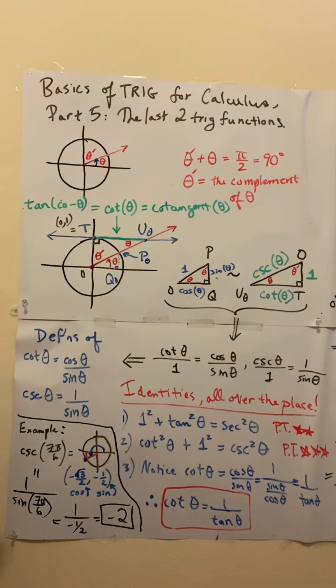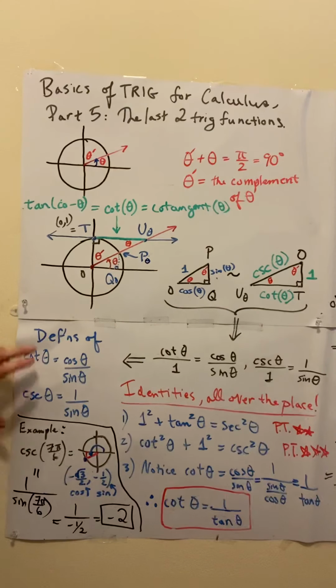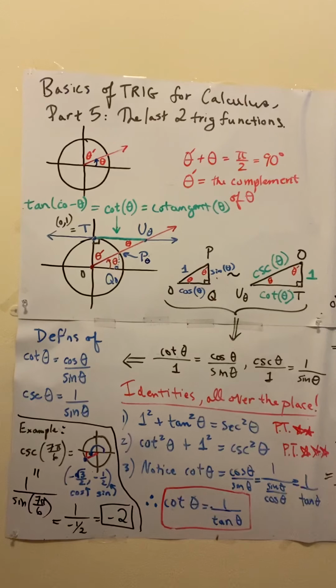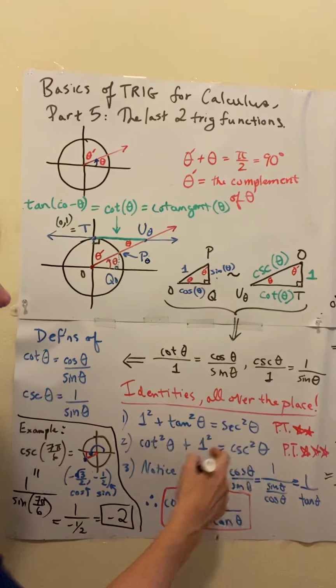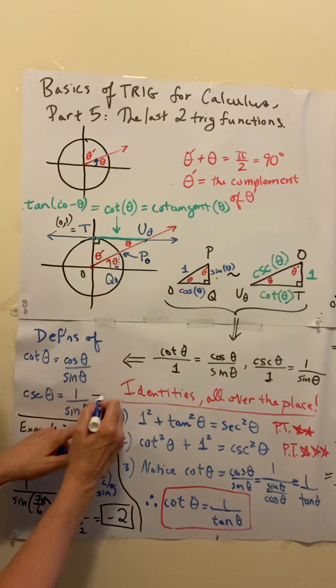All right, well, this picture here not only gave us this definition, but it's also giving us some identities. I forgot to mention last video, when we had the triangle that defined the tangent and the secant, that thing looked like this.